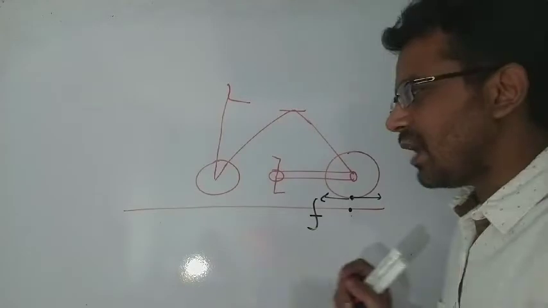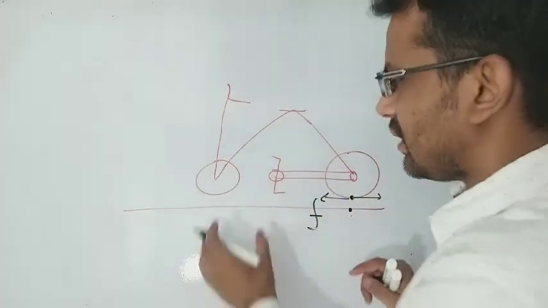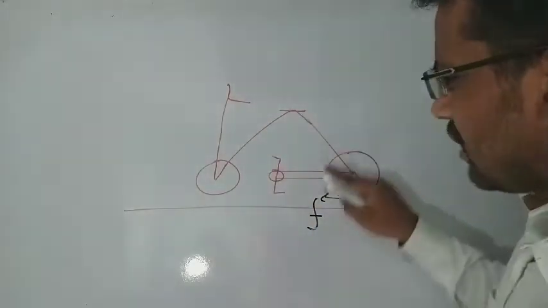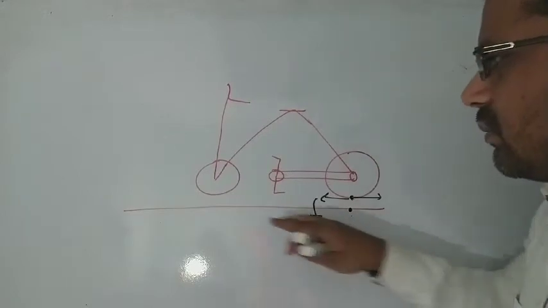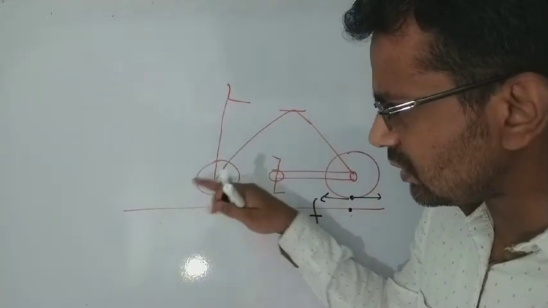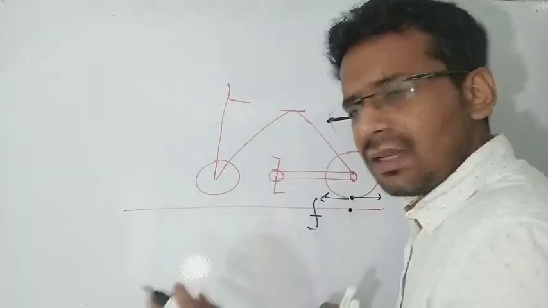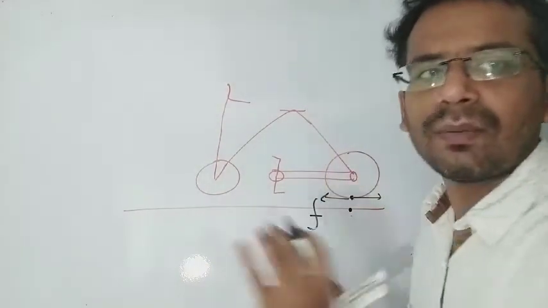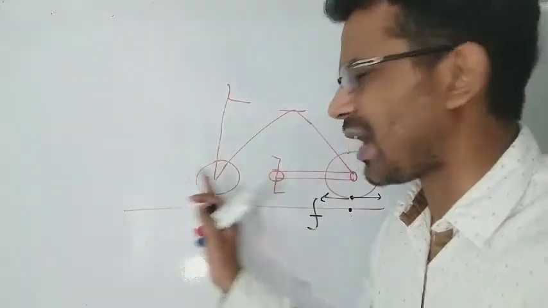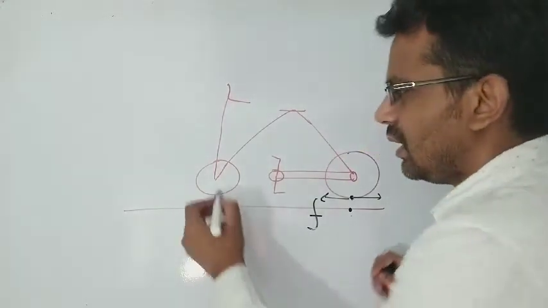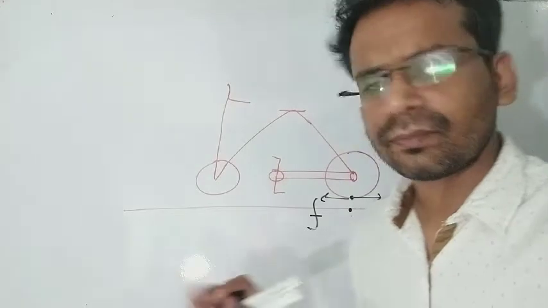Okay, now let us consider another case: while pedaling, this point is already touching the ground and you are just putting this wheel on the ground, but initially there is no friction over here. So what will happen? Will this wheel roll or will it just start sliding? Obviously it will start sliding and it will not roll.